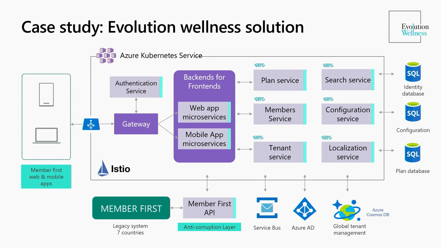So this is the case study I just mentioned before, which is for the evolution wellness solution. Basically, we try to apply a lot of managed services from Microsoft Azure, like AKS, and then we deploy Istio on top of that. We also leverage database technology from Microsoft, like Azure SQL Database and Azure Cosmos DB. As you can see, we also maintain a very big legacy system. Remember, first is the legacy system.